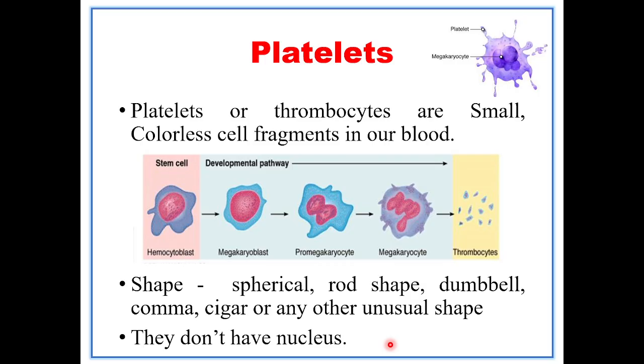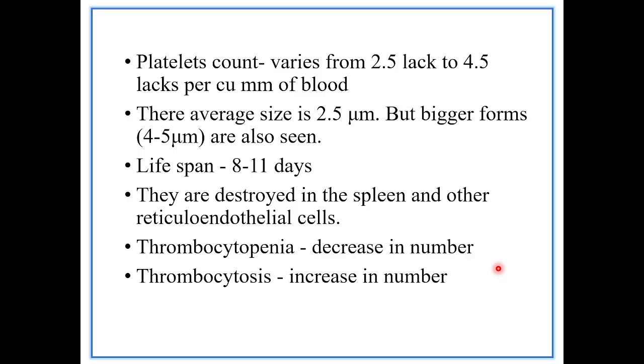Now, the third formed element is the platelets. So, platelets, also called thrombocytes, are small colorless cell fragments in our body. They are tiny fragments of the megakaryocyte cell. As they are fragments, their shape varies. They are spherical, rod shaped, dumbbell shaped, comma, cigar, or any other unusual shape. They don't have a nucleus because these are simple cell fragments.